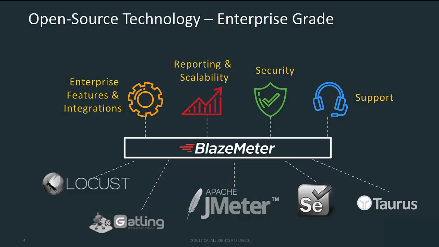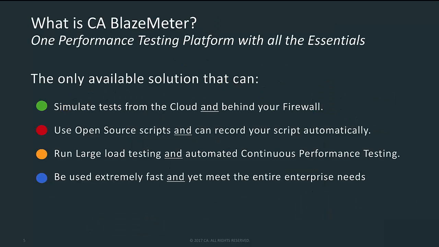So looking at it at a little higher level, it takes open source technology like Locust, Gatling, JMeter, Selenium, and makes it enterprise grade, adding enterprise features and integrations, reporting and scalability, security, and support. So another way to look at CA BlazeMeter, one performance testing platform with all the essentials. It's really the only available solution that can simulate tests from the cloud and behind your firewall using open source scripts, but also allowing you to record your script automatically, run large load tests and automated continuous performance testing from the same solution, be extremely fast, and yet meet enterprise needs.